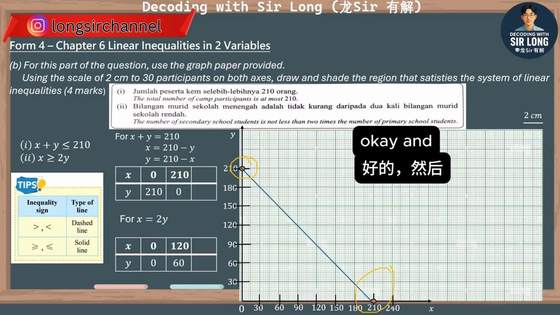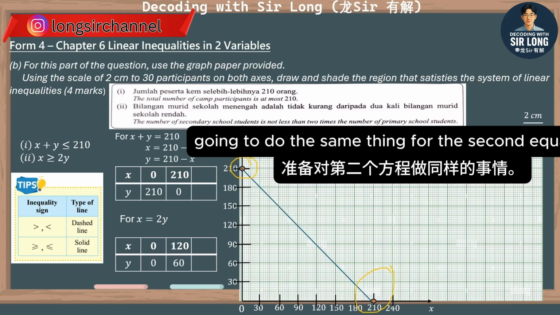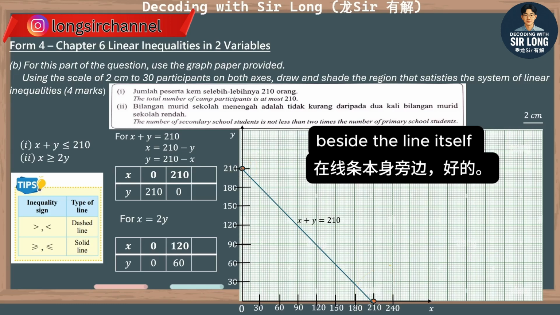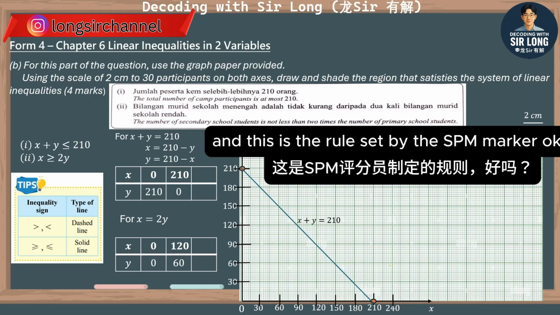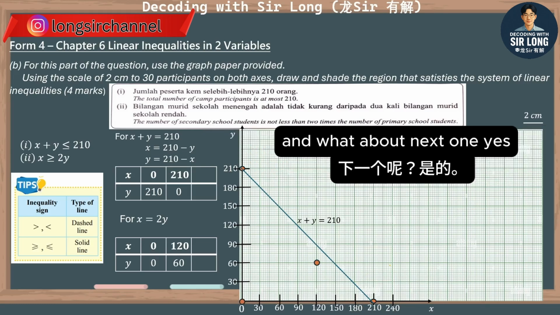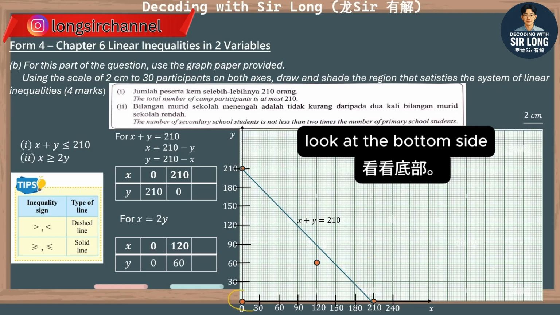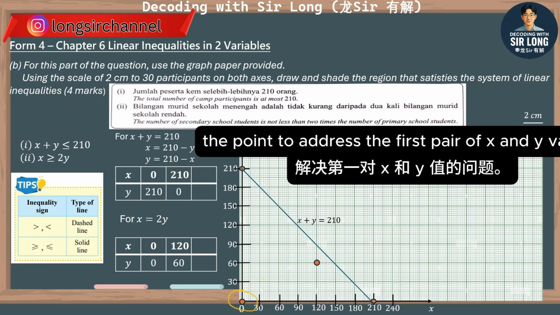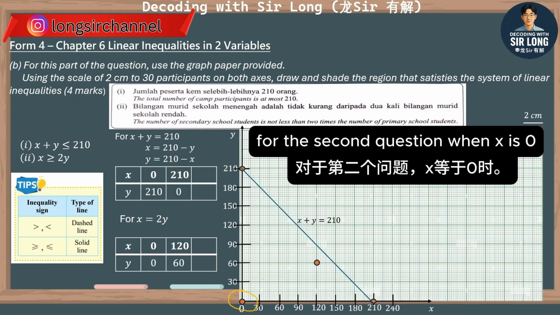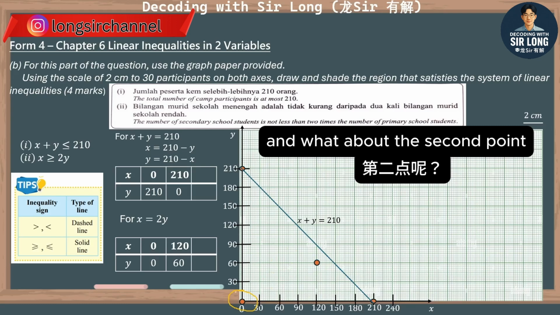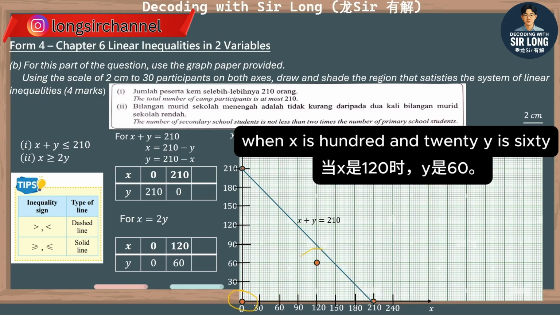Okay? And we are going to do the same thing for the second equation. But before that, remember, don't forget to write the equation beside the line itself. This is the rule set by the SPM marker. And what about the next one? Yes, look at the second pair of orange color points. Look at the bottom side. This is the point to address the first pair of s and y values for the second equation. When s is 0, y is also 0. And what about the second point for the second equation? When s is 120, y is 60.